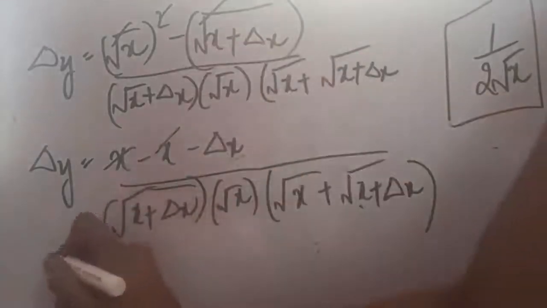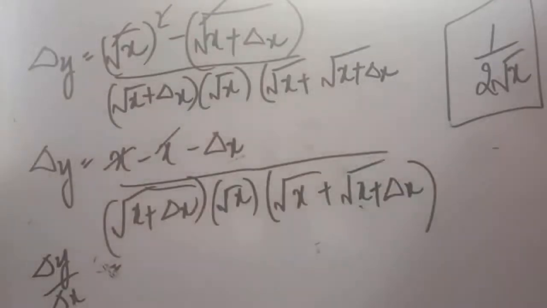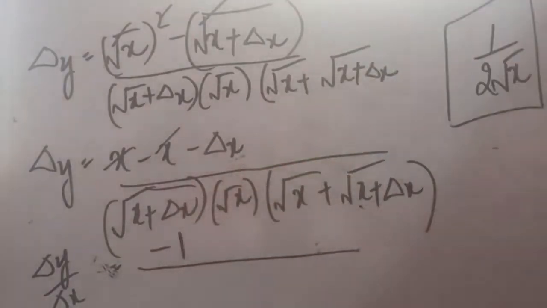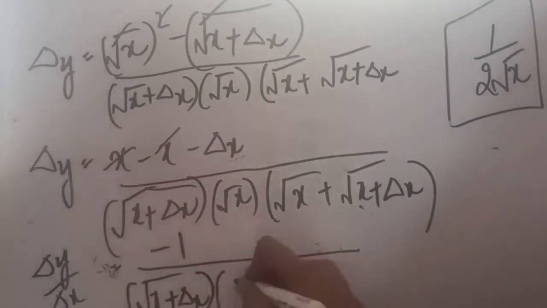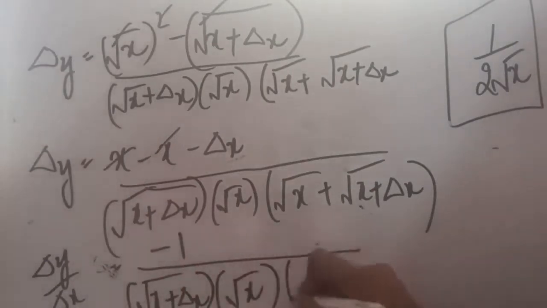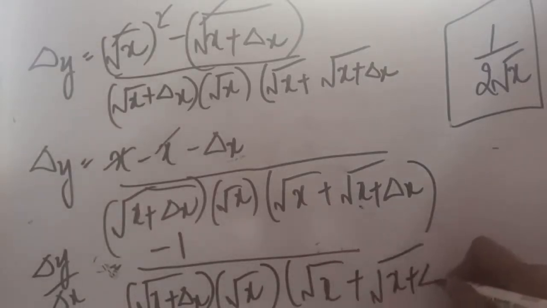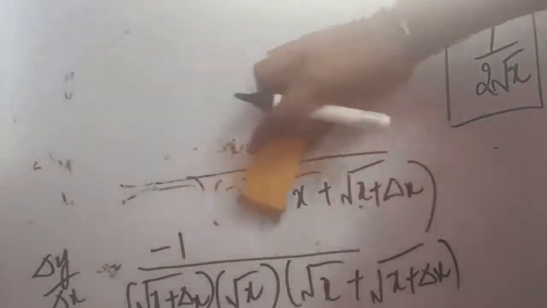If this side is divided by delta x, of course this will be delta y upon delta x, and when this side is divided by delta x, there will be 1 in the numerator and the denominator will be the same. We can copy it exactly as it is, minus delta x divided by delta x, x plus delta x, root x plus root x plus delta x. So this is the last step that we have done.